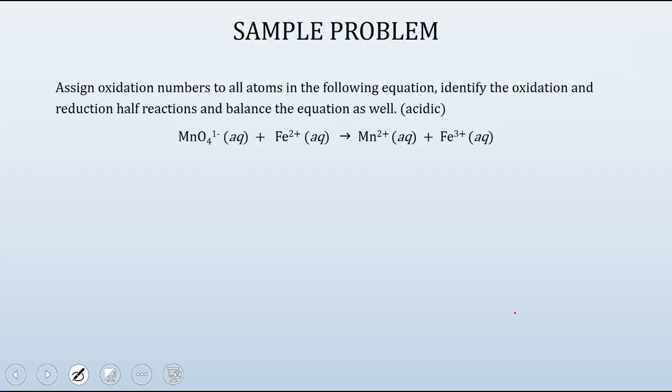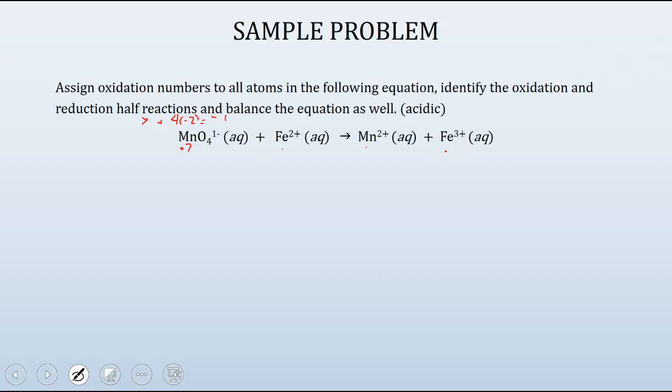So here we go, assigning oxidation numbers. We have a -1 charge total here. We have 4 times -2, plus some number. Well, that means that some number is going to be a +7. So the manganese is going to be a +7. We can already see the Fe is a +2 here. So right here, the Fe is a +2. The manganese is a +2. The Fe is a +3.